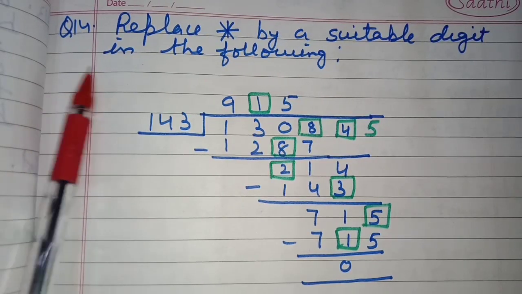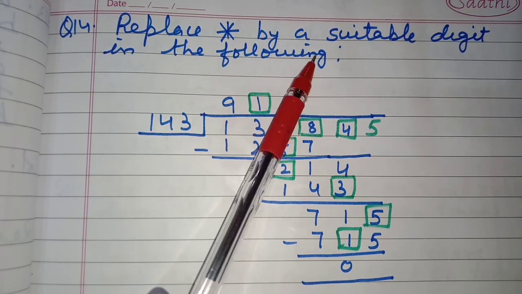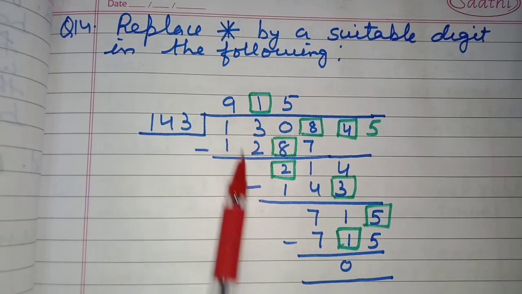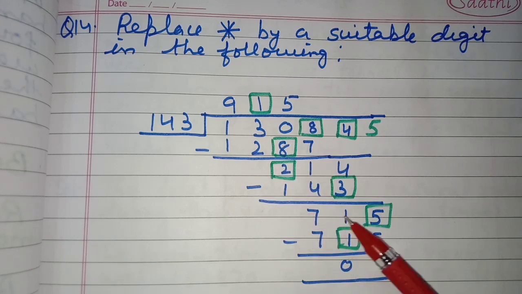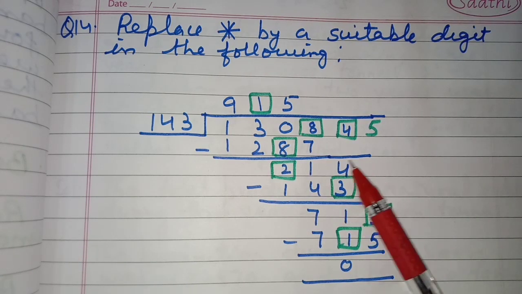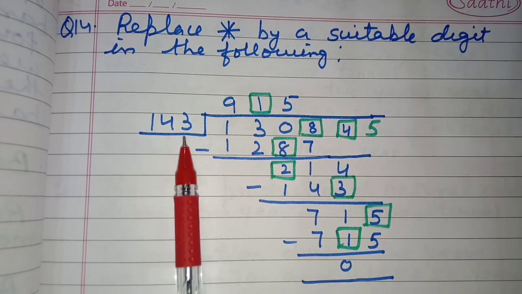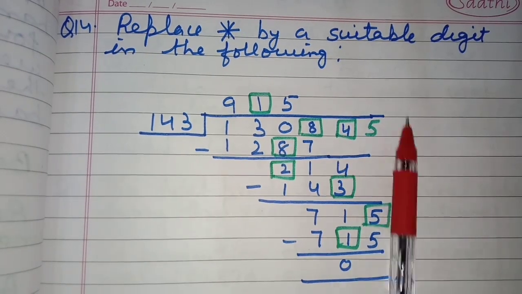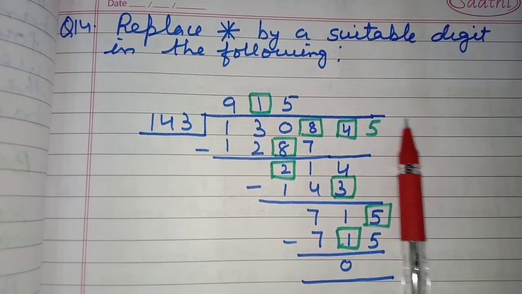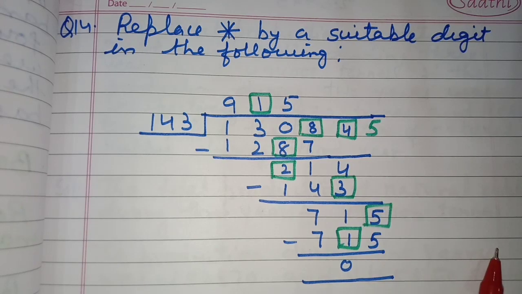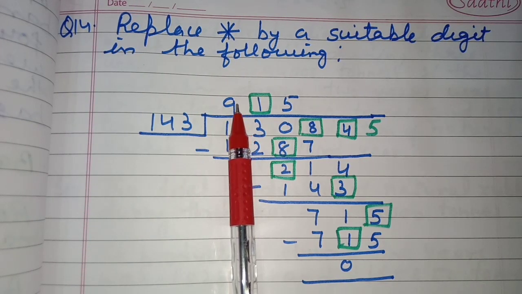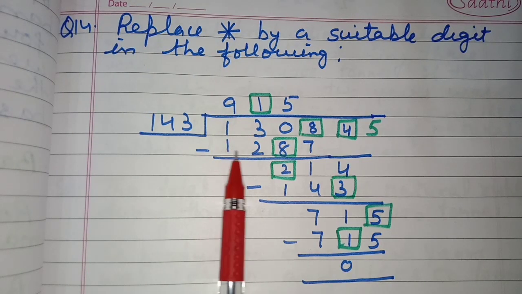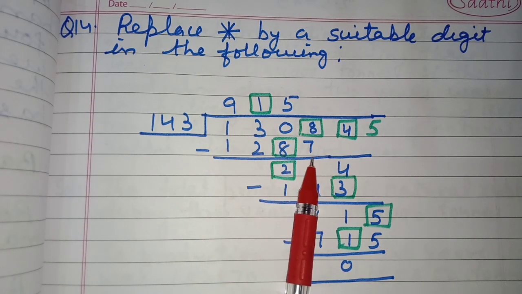Now question number 14. Replace this sign by suitable digit in the following. So we have to replace the sign which is given here in the sum by the suitable digits. So here the divisor is 143 and there are digits missing in the divisor, in the quotient and in the whole sum. So let us find it. So first of all, 143 into 9 will be 1287, that we will write here.